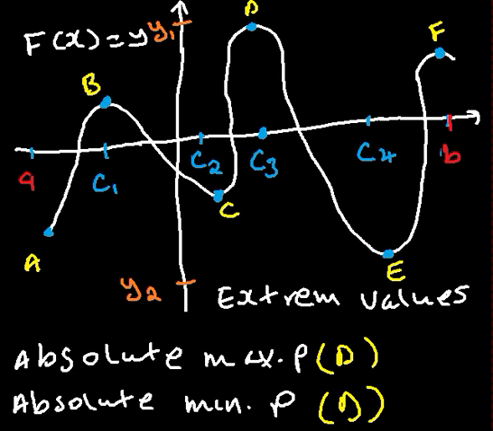So the highest point overall is given as a point D, and it is known as the absolute maximum point, and the y value there is known as the absolute maximum value. And the lowest point overall is the absolute minimum point, and the y value there is known as the absolute minimum value. So that's how we start to understand that.